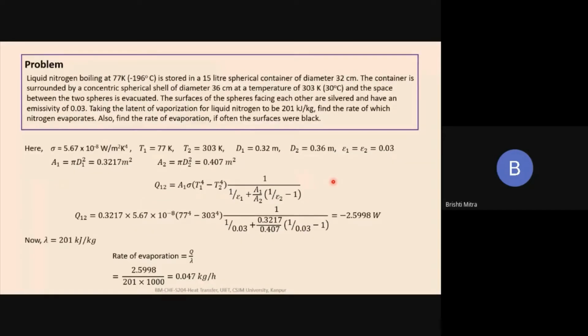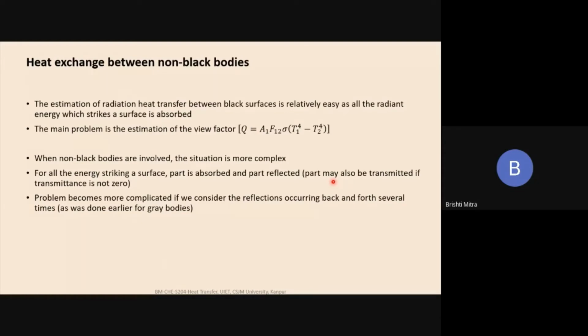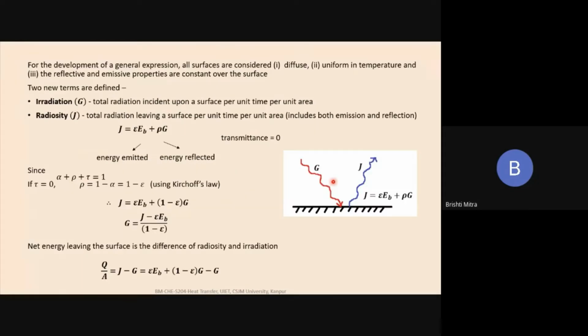And then we talked about the radiation shield, how by inserting another plate, which was of the same emissivity as the 2 walls, we can decrease the radiation by half. And this is used in cryogenic industries to reduce the rate of heat loss and maintain the temperatures inside the units. And then we came to the rate of heat transfer between non-black bodies.